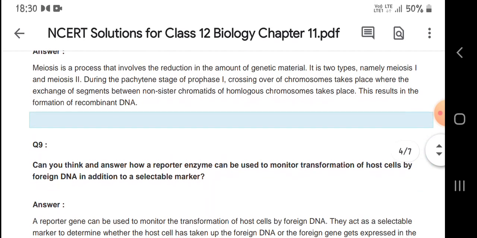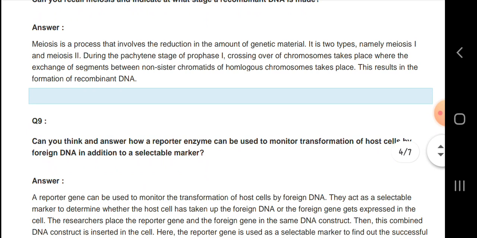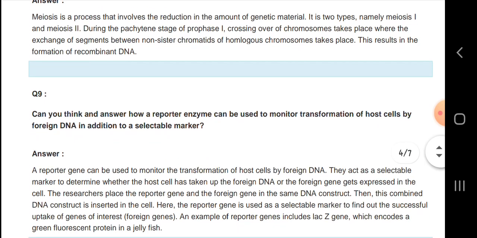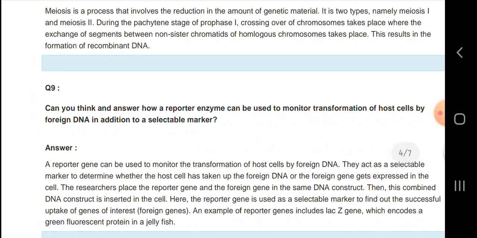Next, can we recall meiosis and indicate at what stage recombinant DNA is made? Meiosis is a process that involves the reduction of the amount of genetic material, and it is of two types, namely meiosis 1 and meiosis 2. During the pachytene stage of prophase 1, crossing over of chromosomes takes place, where the exchange of segments between non-sister chromatids of homologous chromosomes takes place, and this results in the formation of recombinant DNA.